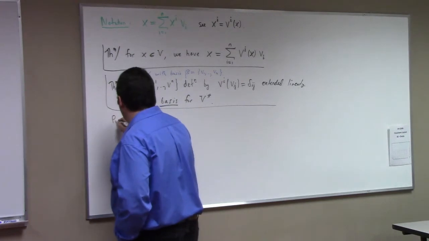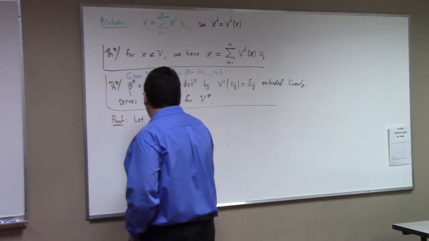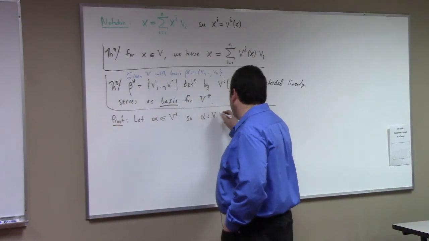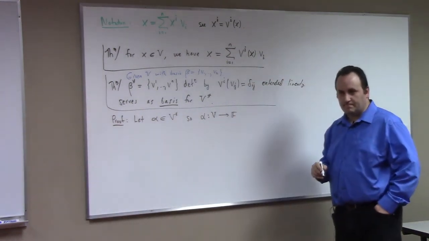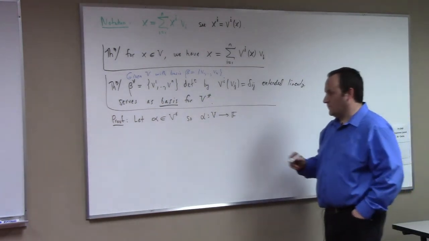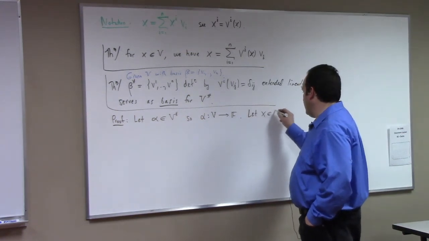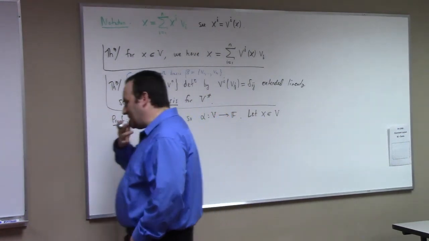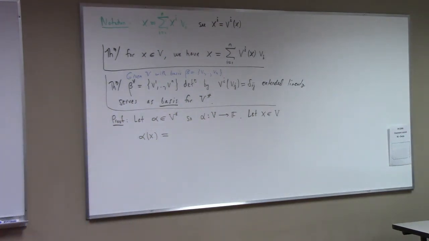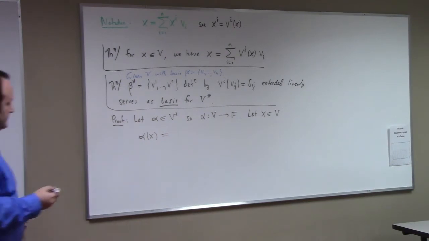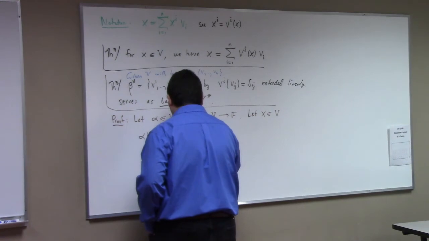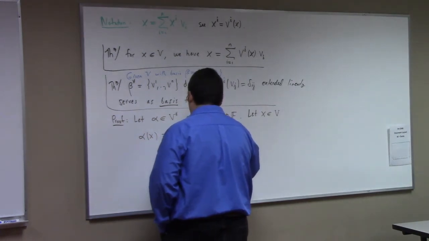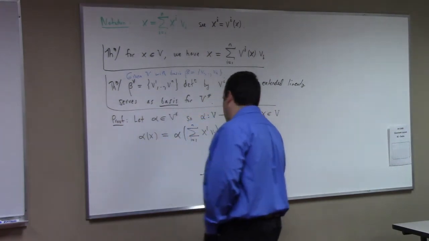I like to use alpha for dual vectors. Let alpha be in V dual, right? So alpha is a linear map from V to F, by definition of what dual space is. Let's let x be an element of V. Calculate alpha of x. What's that equal to? Well, that's equal to alpha of the sum, i equals 1 to n, of x upper i, v lower i. That's the basis expansion for x.